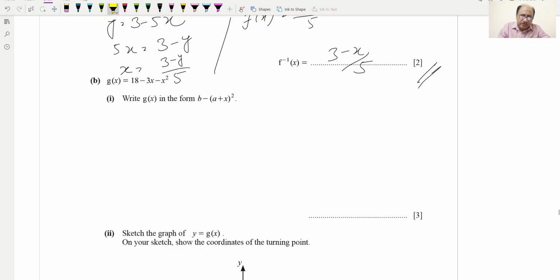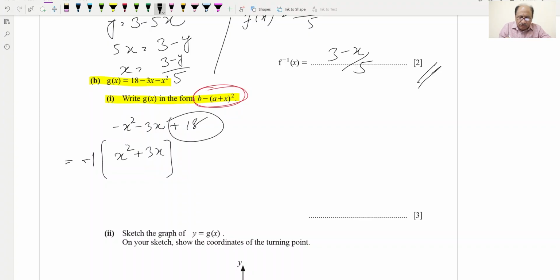Now B part, g of x is equal to 18 minus 3x minus x squared. Write g of x in the form. So this is basically completing the square. So we will be rewriting. First I write minus x squared and minus 3x plus 18, and now we will take this minus 1 common. After taking minus 1 common, inside will be x squared plus 3x, and this tail portion I'll not disturb, I'll copy as it is.